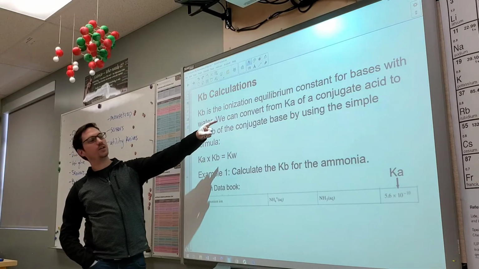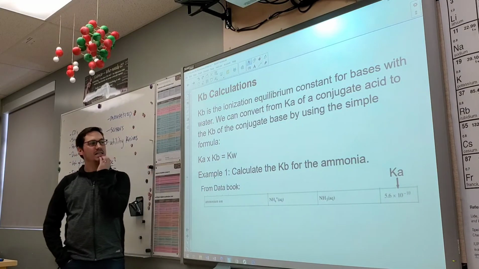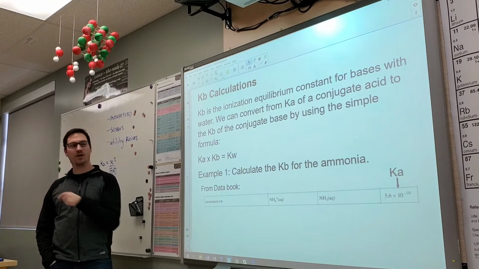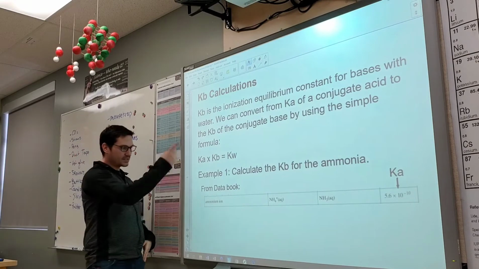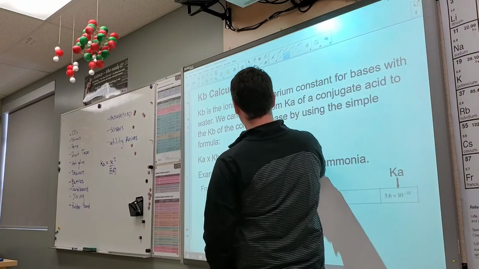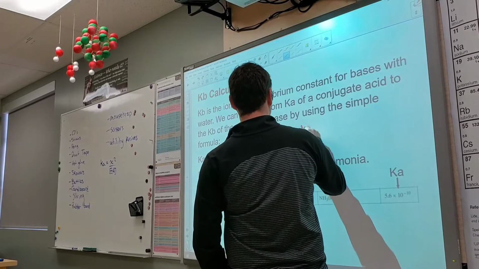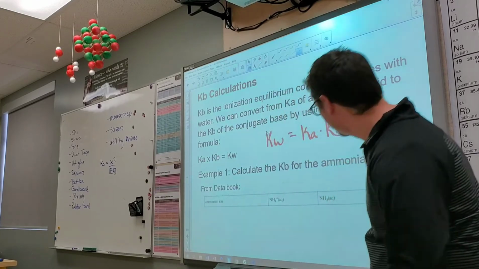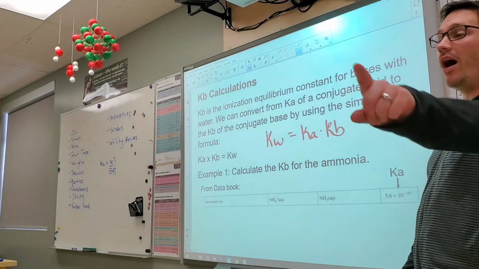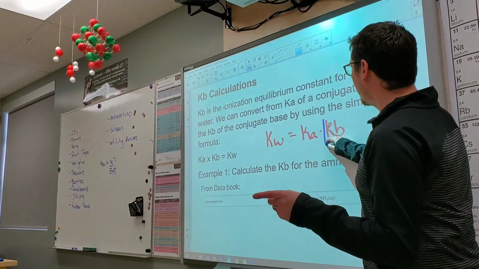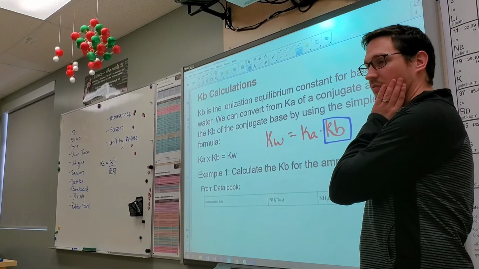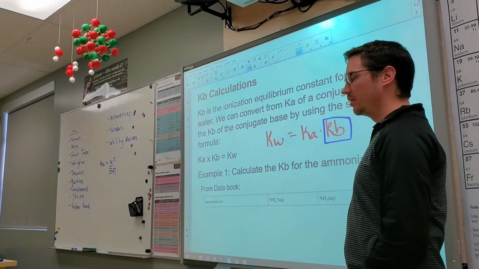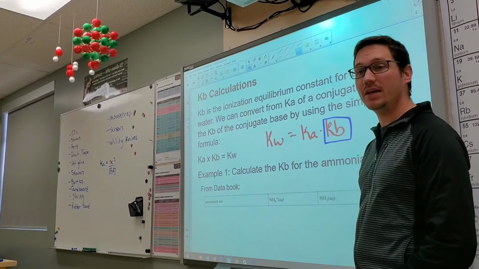Kb is the ionization equilibrium constant for bases in water. We can convert from a Ka of a conjugate acid to the Kb of the conjugate base by a simple formula. This is the simple formula that's written right here. Kw is equal to the Ka times the Kb. If you want to find the Kb of a base, what other two things do you need? Kw and Ka.